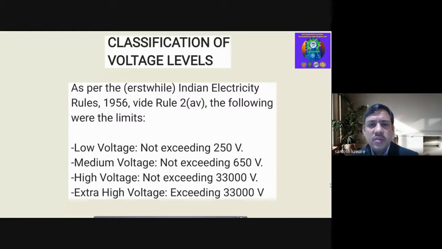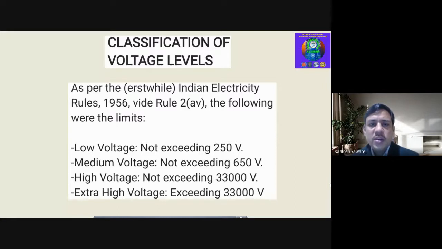So we will discuss what is related to the classification of those voltage levels, and which category high voltage comes under. I have tried to go through all the standards and came to one conclusion about where we should put high voltage, at a particular level.